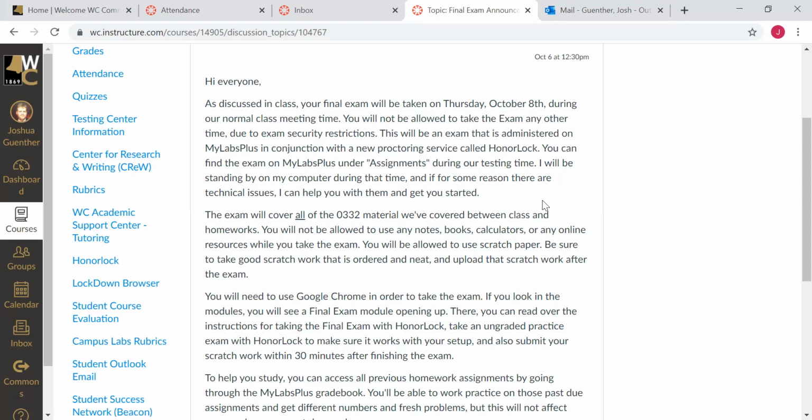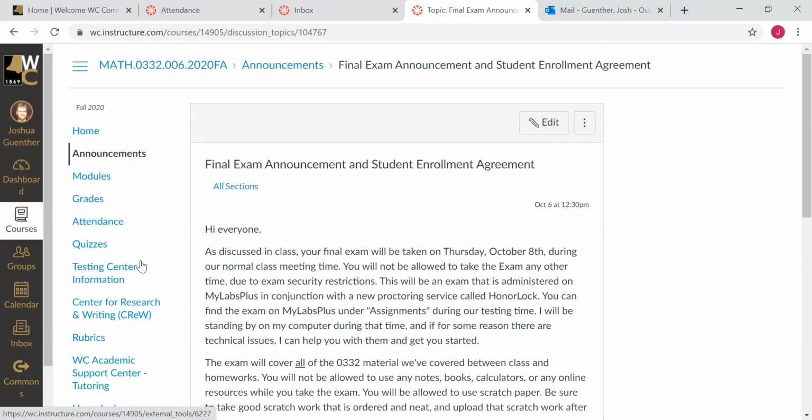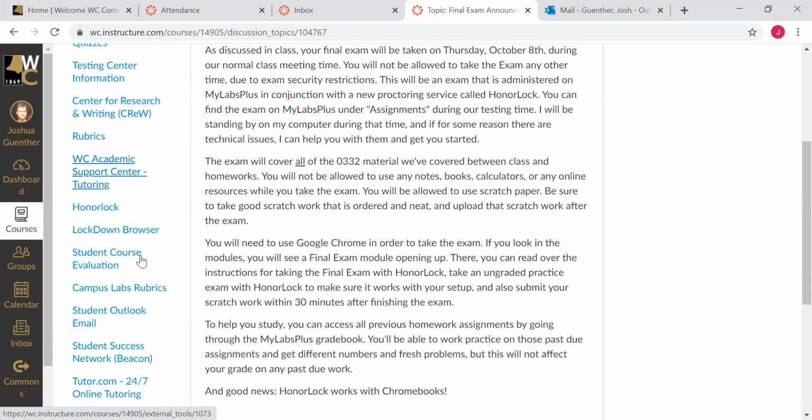What it's going to do is, whenever you have HonorLock open, you should see the link to this thing called HonorLock here on the left-hand side of Canvas. Now, I have more links but you'll have fewer links than me, but you should still be able to see HonorLock here. That's what you're going to click while you have MyLabs open in a separate tab.